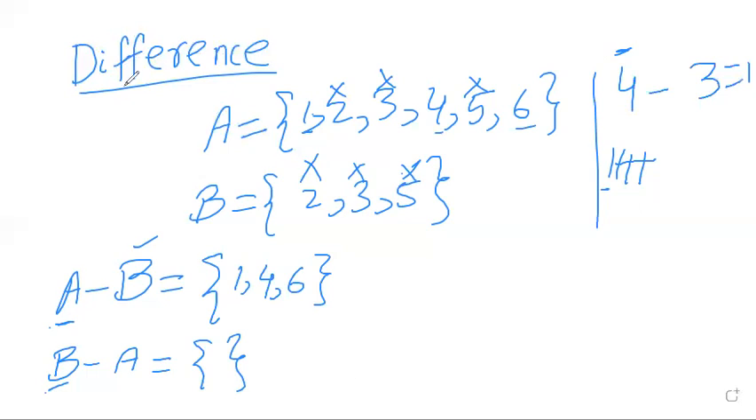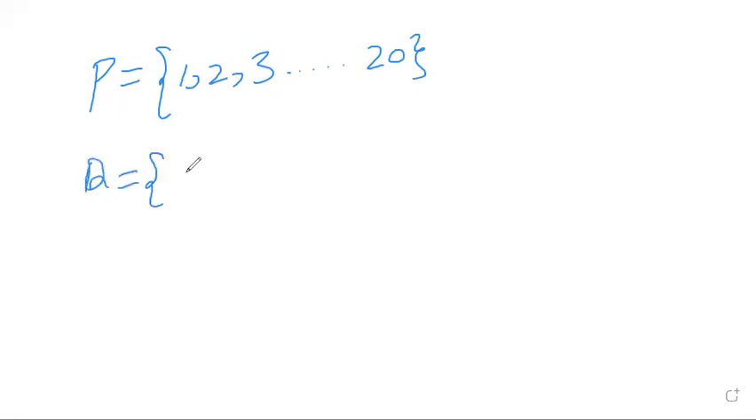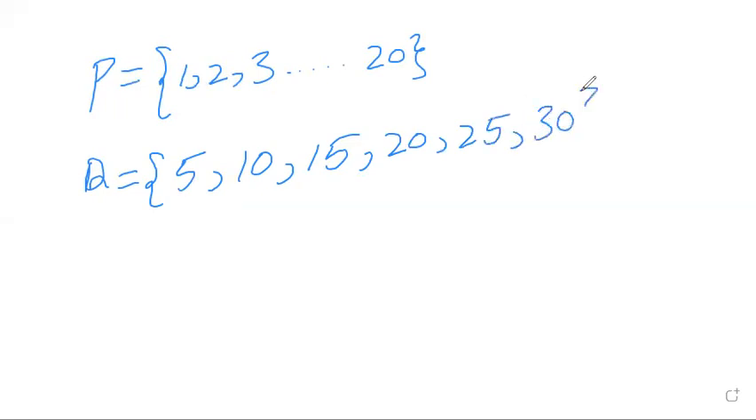Okay, let's see. I'm writing set P, for example, 1, 2, 3, dot dot dot till 20. Okay, set Q, let's say set Q is 5, 10, 15, 20, 25, 30, like that. Okay. Now find P minus Q.